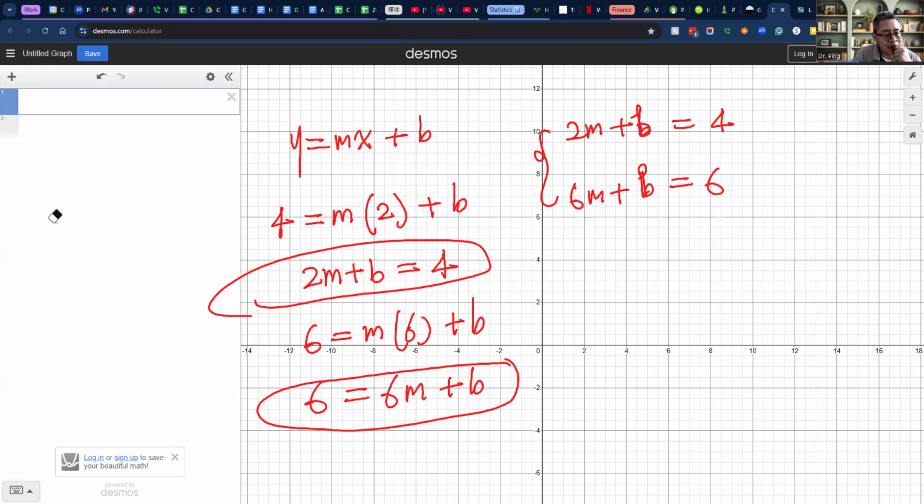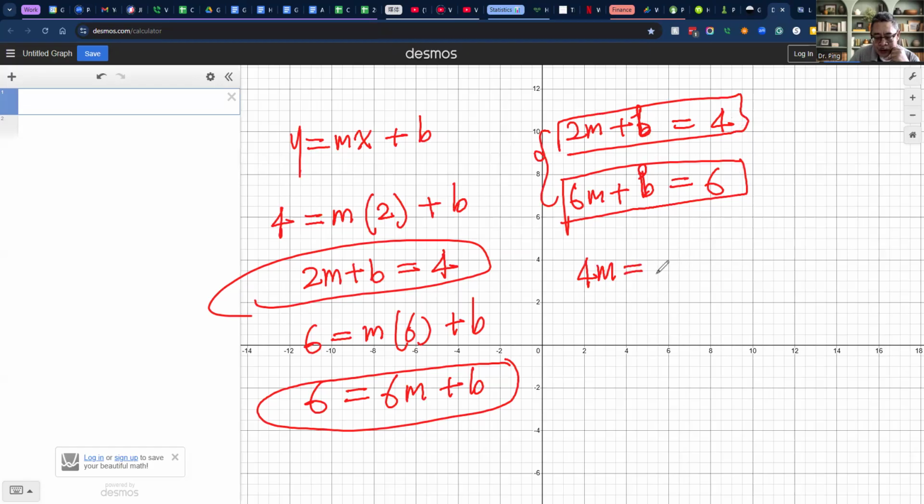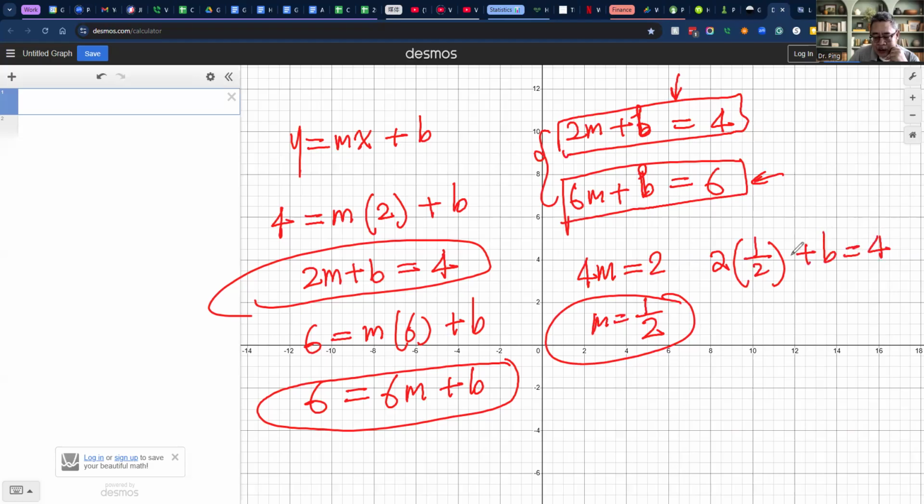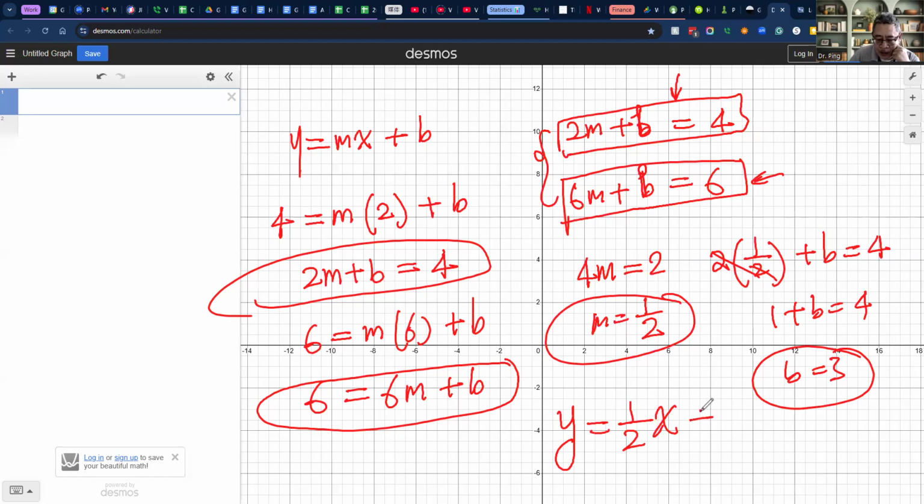Well, you can see that if I use this equation minus this equation, that means left minus left, right minus right. So b and b get canceled because b minus b is 0. But 6m minus 2m is 4m. And this side, 6 minus 4 is 2, so m is half. Okay, we got that. Then we just plug in, doesn't matter which one, here or here. If we plug in the top, because it's simpler, it's 2 times m, which is half, plus b equal to 4. Then we got 1 plus b equal to 4. So b is 3. And so our function will be y equals half of x plus 3. So we got that one.